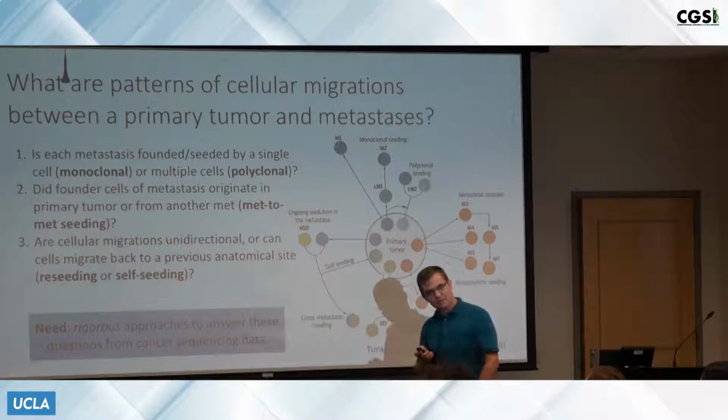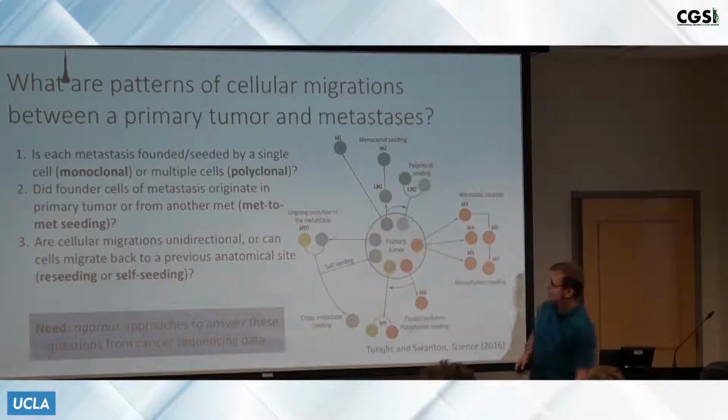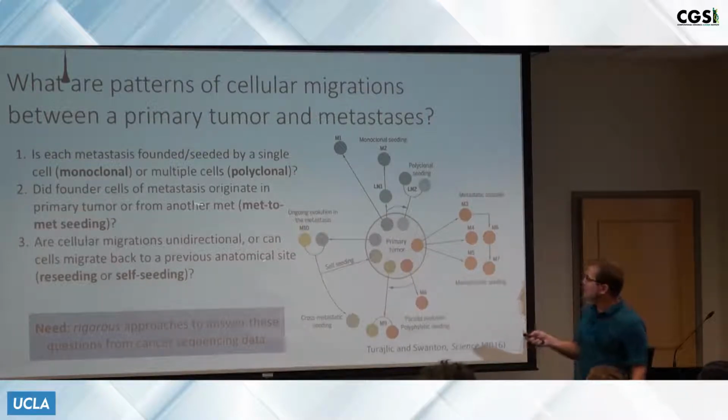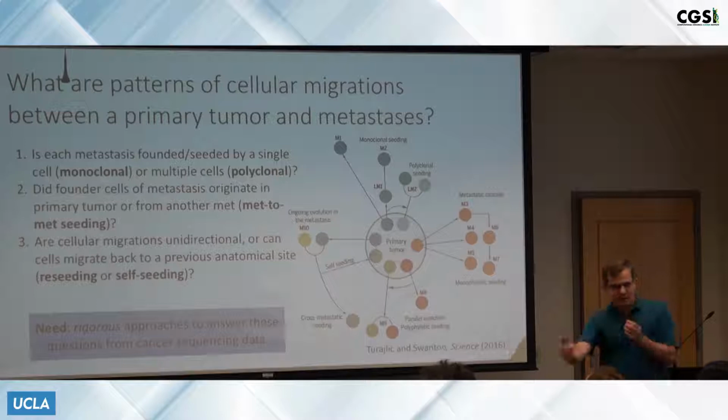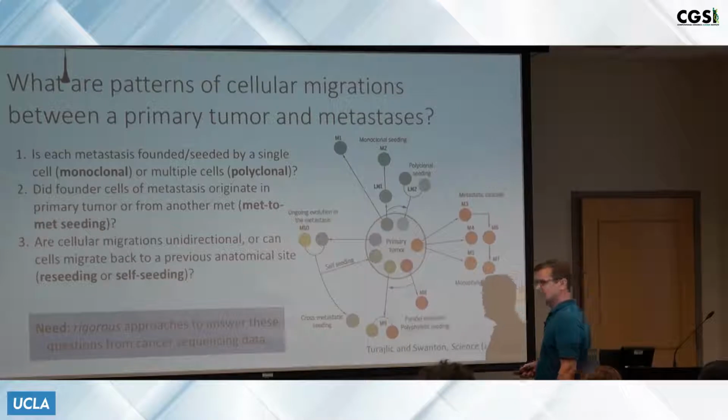Okay, so now, from the early looks at DNA sequencing data, it suddenly seems that maybe we don't know so much about this process of metastasis. And this was a review from a couple of years ago that raised a lot of these questions, right? Is metastasis a monoclonal event, or is it polyclonal? Can you have cells from one metastasis seeding another, or are metastases always spinning off from the primary tumor? Can you have them going back to where they were before? All sorts of crazy stuff.